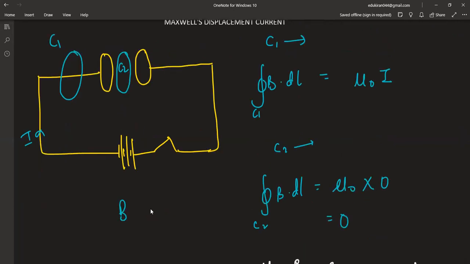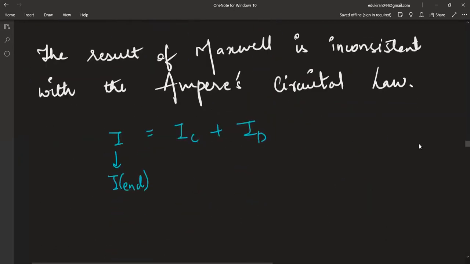So what are we getting? We are getting the closed integral of B dot dl equal to 0. This is inconsistent with Ampere's circuital law, because Ampere's circuital law is only this part. We have to make it consistent with Ampere's circuital law. This is not matching with it. So the result is inconsistent with Ampere's circuital law, right?